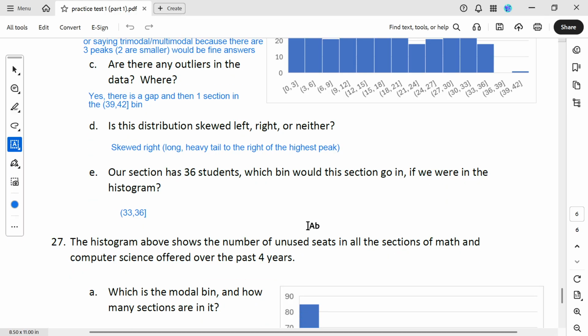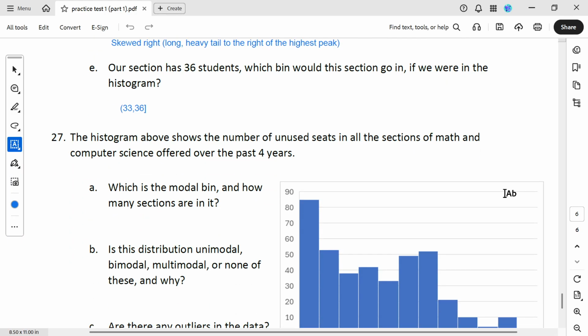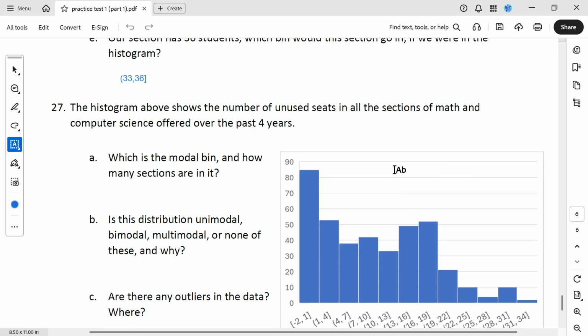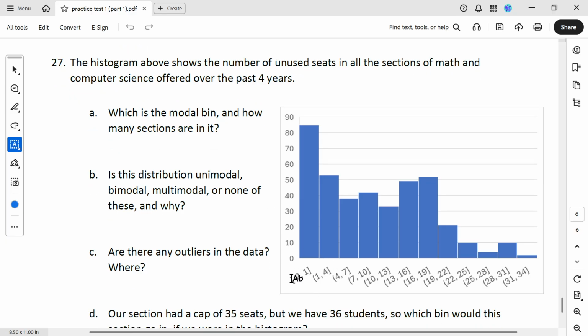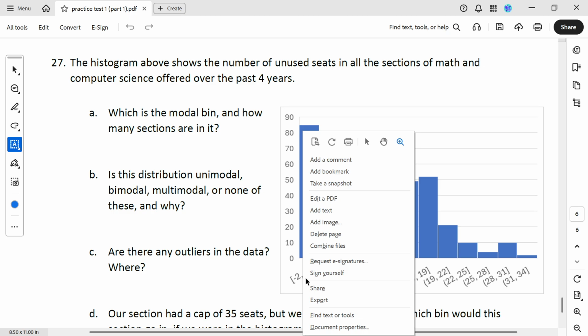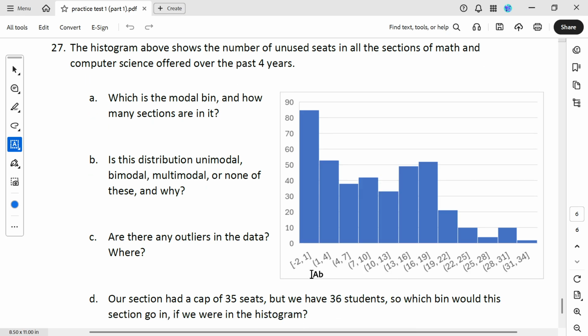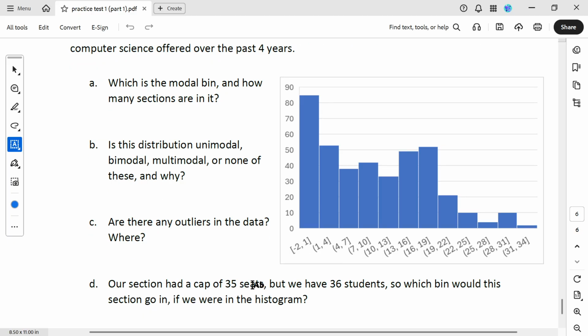Okay. The histogram above, oh, it's not above, it's actually this one on the side, shows the number of unused seats in all the sections of math and computer science offered over the past 4 years. So instead of the number of students, it's the unused seats. And that's why you can have a negative number of unused seats. That's when you overload people into your course, like you ask the registrar to add them even though all the seats are taken already. So our class actually has a negative number of seats left because we had a cap of 35 and I let someone in over the cap.